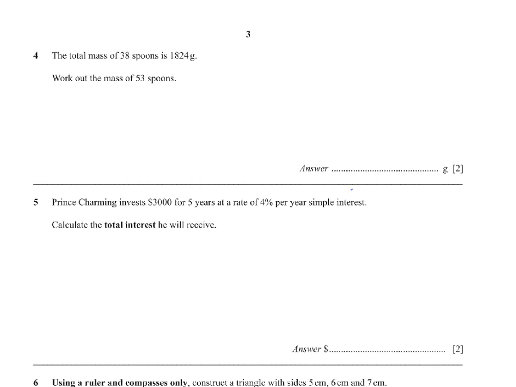So if 38 spoons have a mass of 1,824, then 1 spoon has this mass divided by 38. And then to get the mass of 53 spoons, we times that by 53. Now you can also do that in 2 steps. Work out this answer, that's the mass of 1 spoon, and then use that answer times 53 equals, and if you do that properly, you get 2,544.